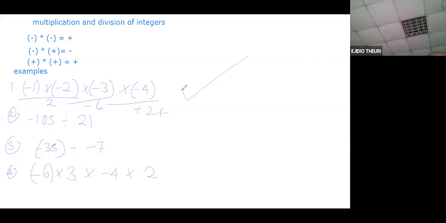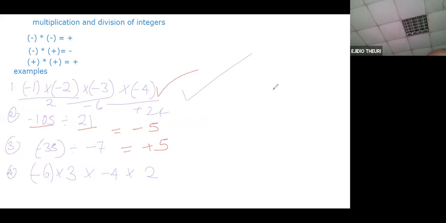Right. We go to the other one, number 2. Number 2, this is right. We are having minus divided by plus, which should be negative 5. Minus divided by minus should be positive. So negative 35 divided by negative 7 should be positive 5. You either put positive 5 or you leave it.